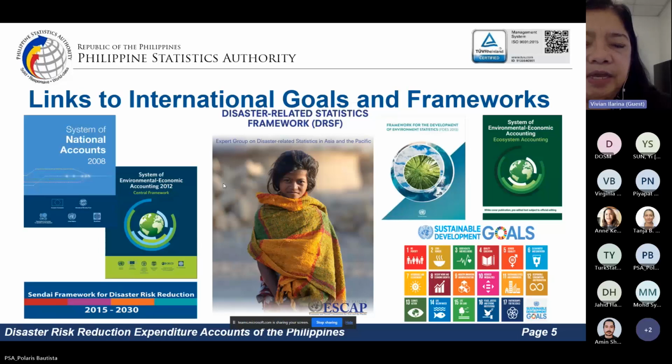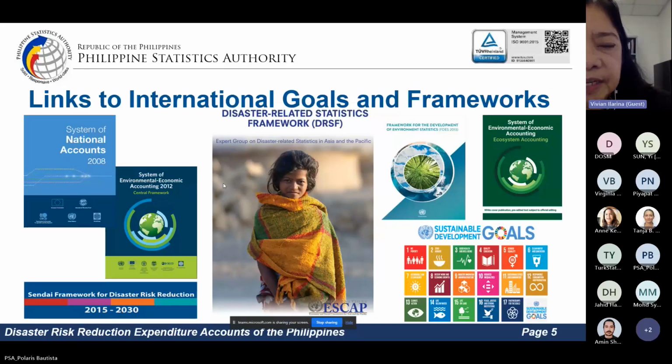In addition to that, we need also to link with frameworks like the System of Environmental-Economic Accounts by the United Nations Statistics Division, including the ecosystem accounts. Of course, we saw that the DRRE should link with the preservation of the environment and natural resources.